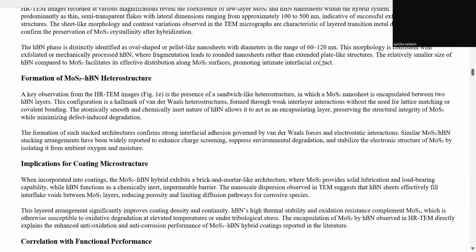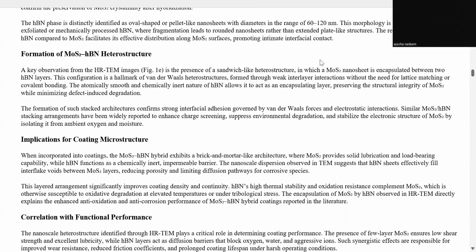Have a look at the implications for coating microstructures. When incorporated into coatings, the molybdenum disulfide and hexagonal boron nitride hybrid exhibits a brick-and-mortar-like architecture, where molybdenum disulfide provides solid lubrication and load-bearing capability, while hBN functions as a chemically inert, impermeable barrier. The nanoscale dispersion observed in TEM suggests that hBN sheets effectively fill interflake voids between MoS2 layers, reducing porosity and limiting diffusion pathways for corrosion species. This layered arrangement significantly improves coating density and continuity.